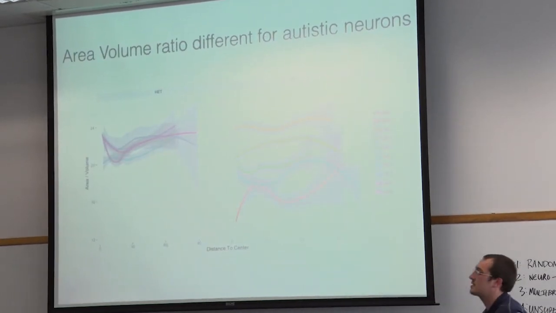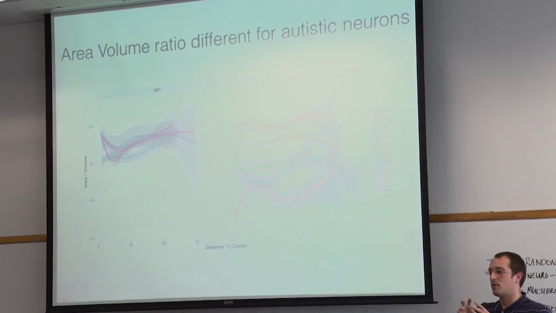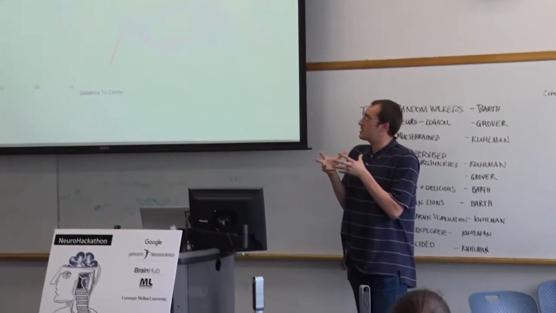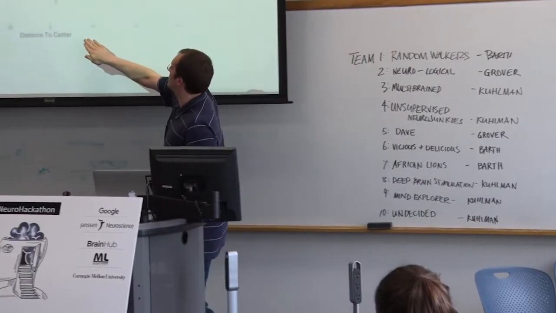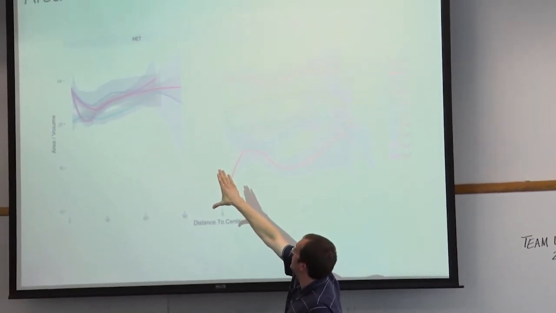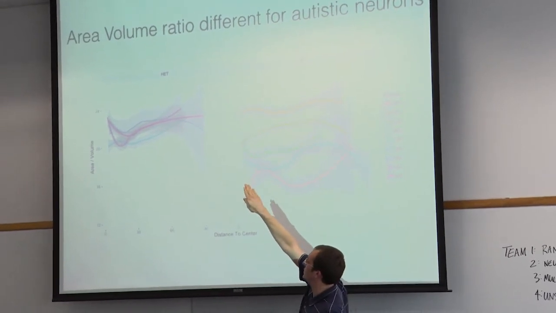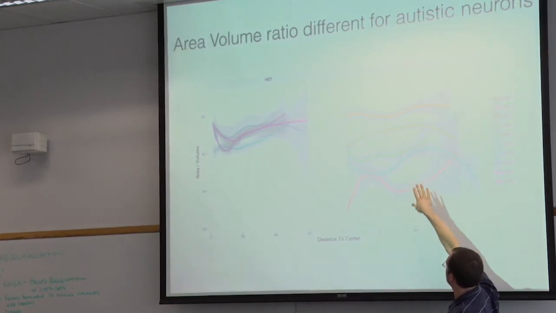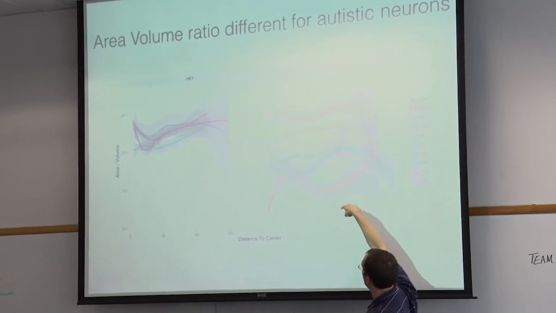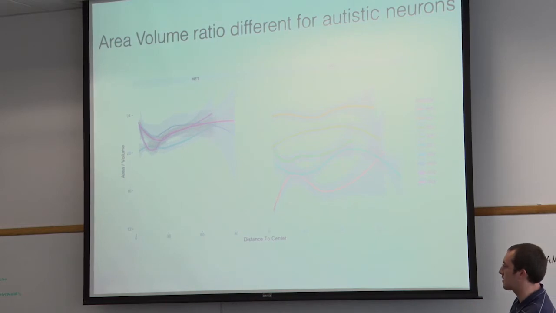The final thing is, where do these synapses occur on the neuron? If you think back to the first neuron slide, the center of the neuron is called the soma. We want to ask how these statistical properties of the synapses change as you move away from the soma. On the x-axis here is the distance from the center of the neuron, and here you see the autistic cases. As you move away from the center of the neuron, the ratio of the area to the volume of the synapses seems to be fairly constant and fairly high. In the non-autistic cases, the value varies and seems to change as you move along. So this is another thing we found that helped differentiate the autistic and the non-autistic neurons in our data set.